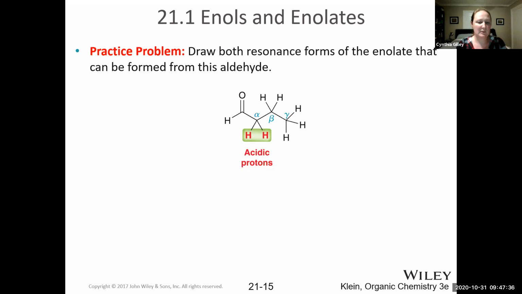Let's do a practice problem. Right? The question says, draw both resonance forms of the enolate that can be formed from this aldehyde. Go ahead and work on this problem, pause the video, and then we'll go over it.